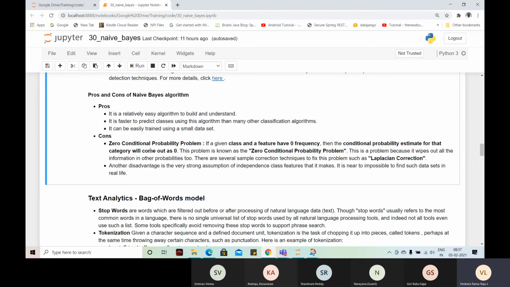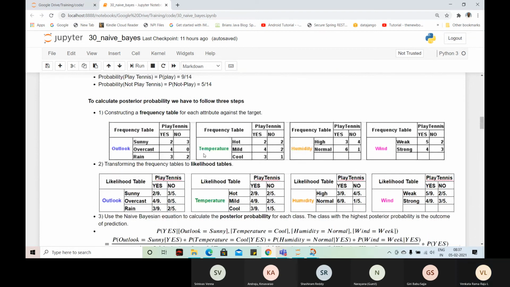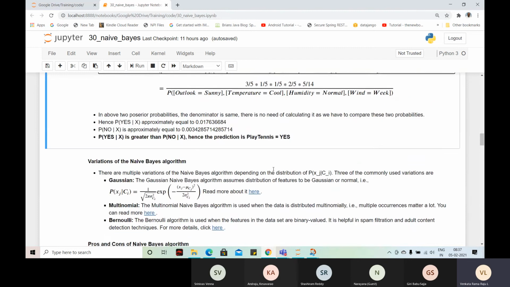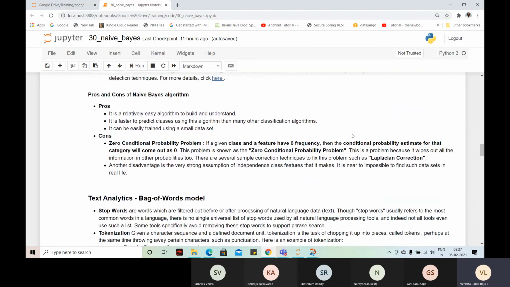So, cons. The zero conditional probability problem, we call it this one. This is zero. So we are going to get zero if that is overcast. That is called the zero conditional probability problem.